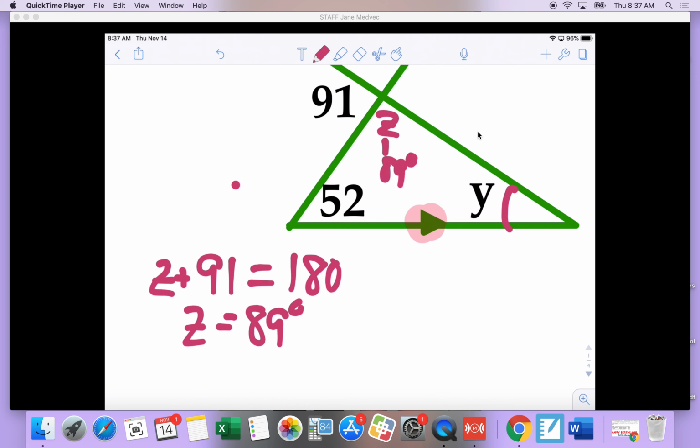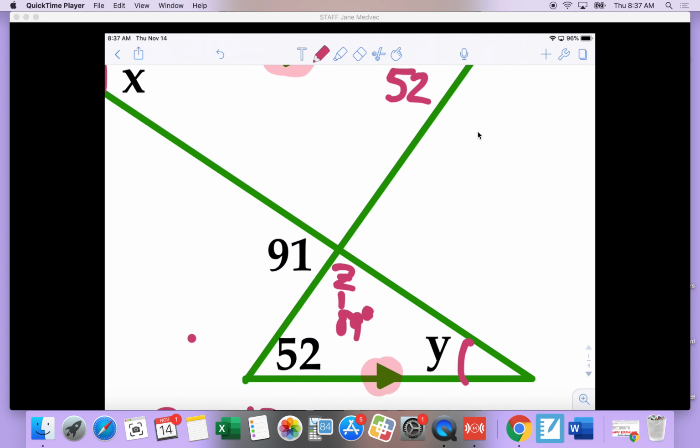So now things should start coming together. What can I do? You know that the other angle is 89 degrees because they're vertical angles. Do I need parallel lines for vertical angles? No, I don't. Okay, now what? How do I solve for x or y?